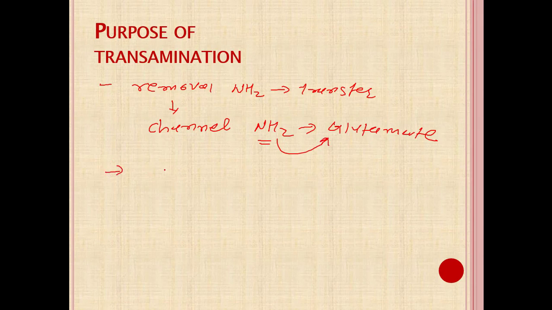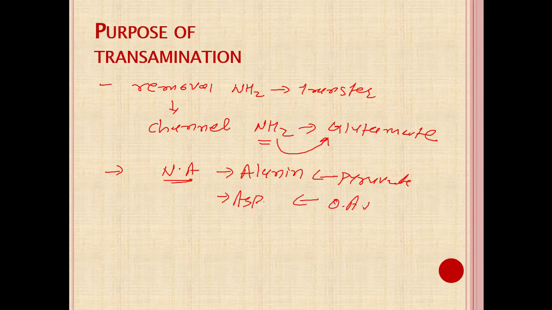Second, synthesis of the non-essential amino acid, like alanine from pyruvate, aspartate from oxaloacetic acid. They are synthesized with the help of the transamination. So synthesis of the non-essential amino acids is a major function.